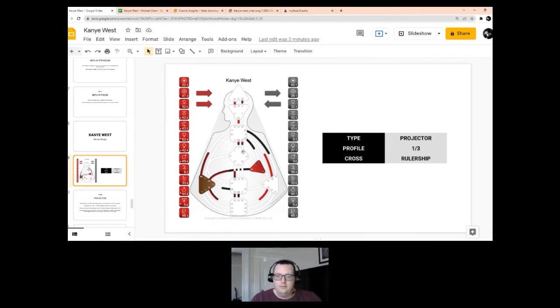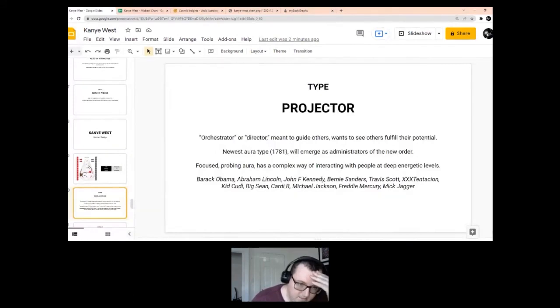But what we can say here is, he's a projector because his sacral center is undefined, and he has no connection to the throat from a motor. So the motors would be like the root or the emotional solar plexus or the sacral center or the ego center, but he has no connection to the throat. So what that means is it makes him a projector.